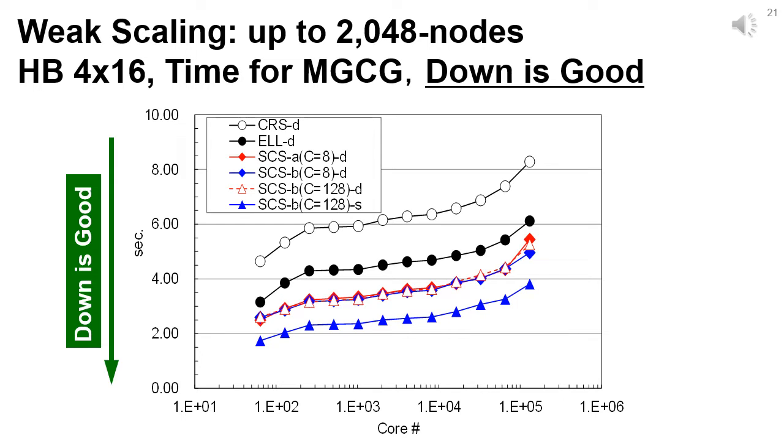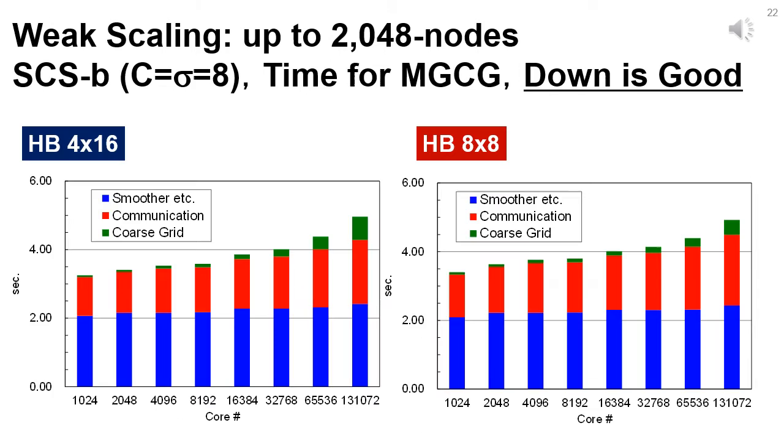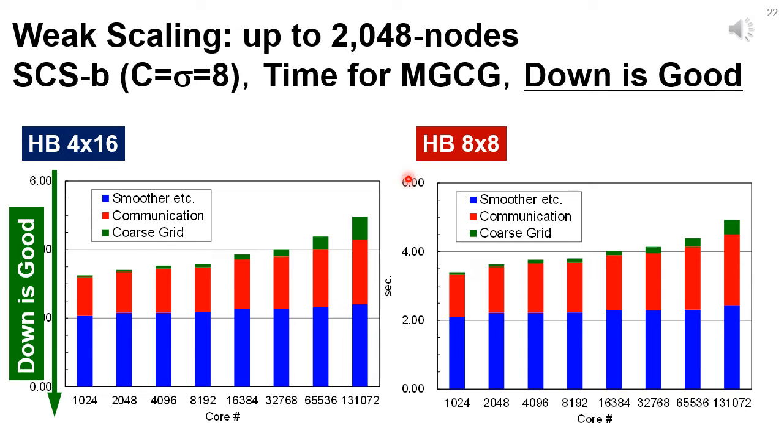This figure shows weak scaling up to 2048 nodes with hybrid 4x16. Generally, performance of SCS is excellent. Each of the figures shows a breakdown of computation time for MGCG solvers, in hybrid 4x16 and 8x8.